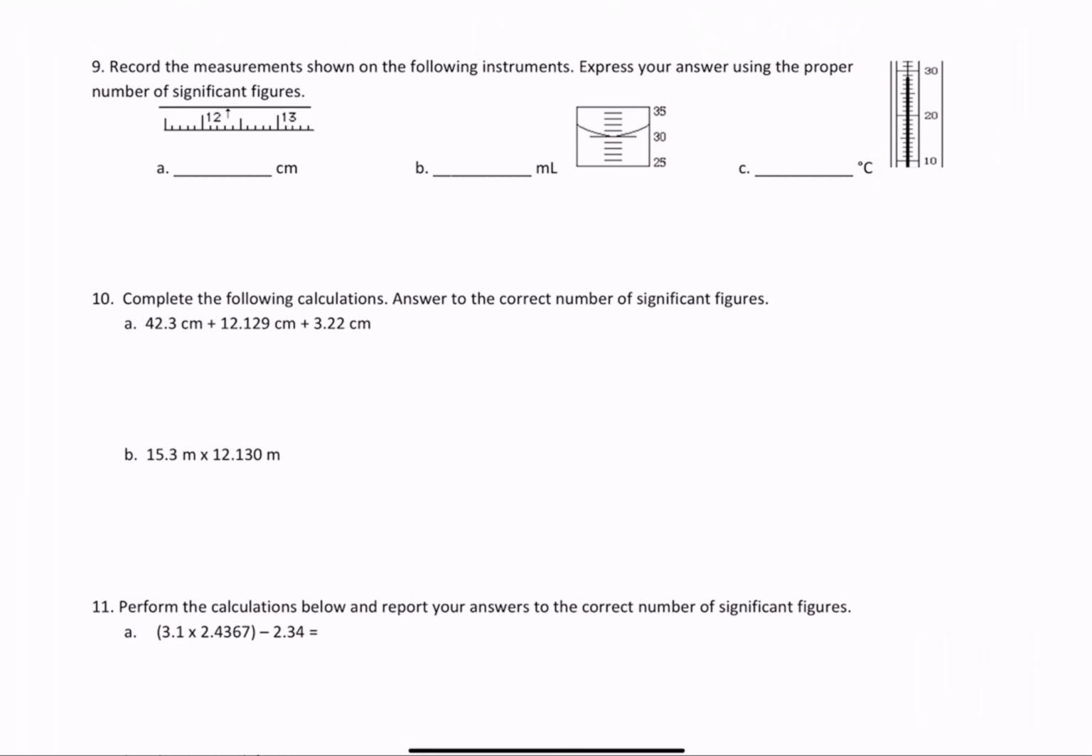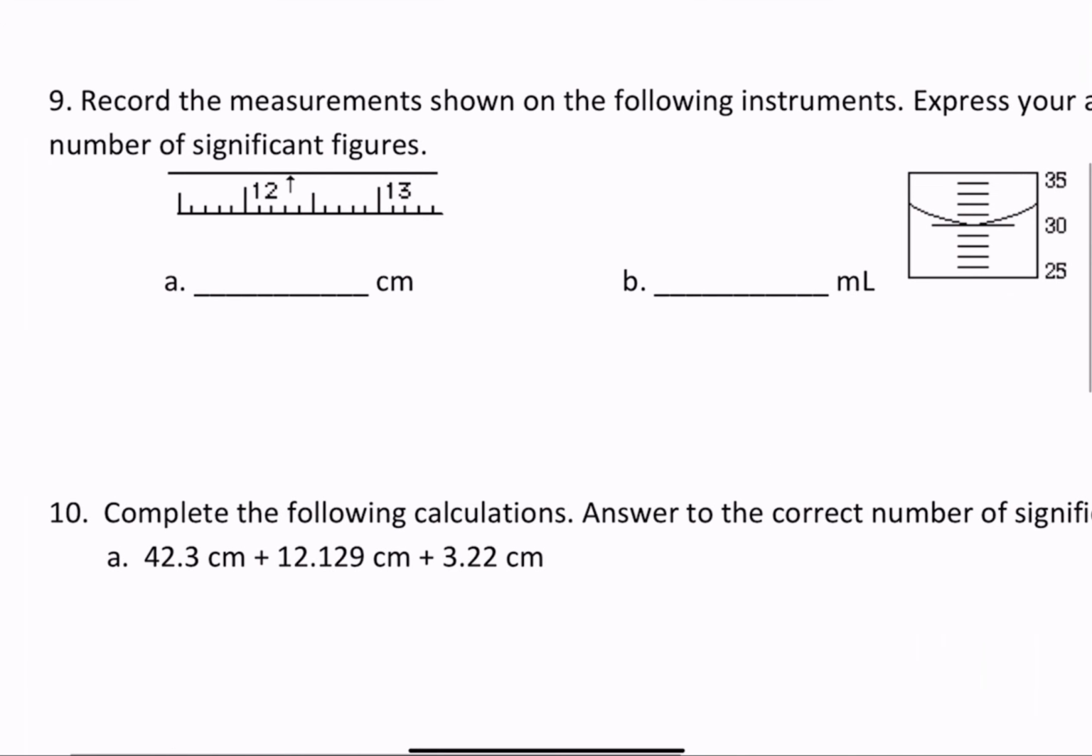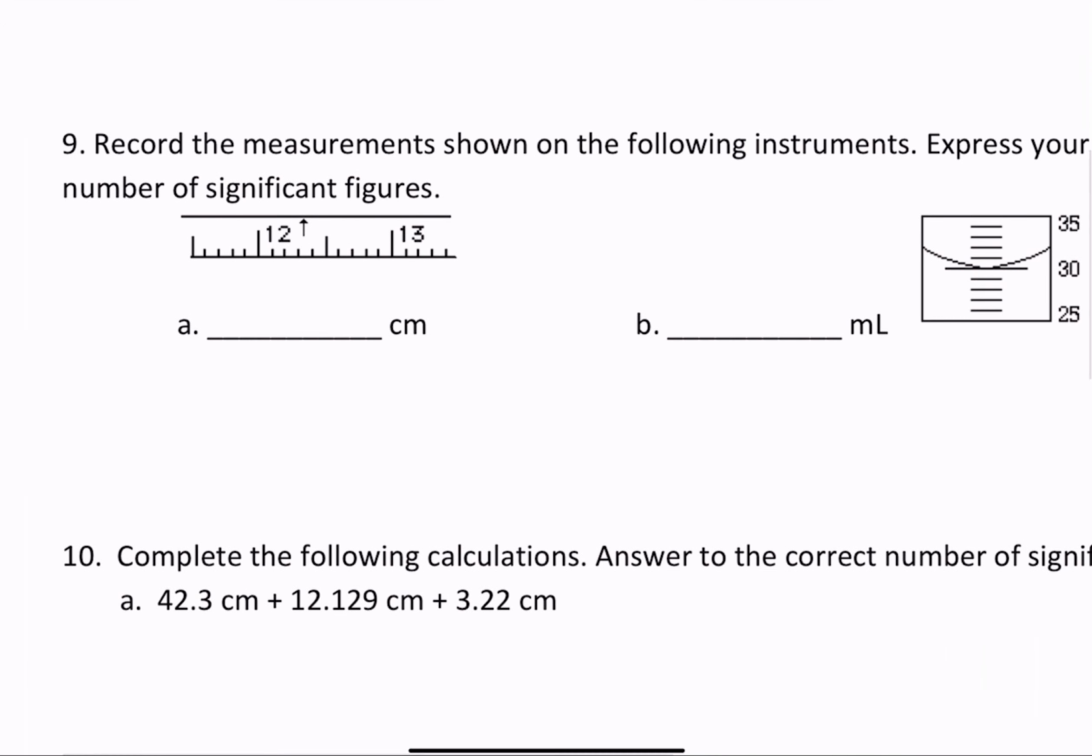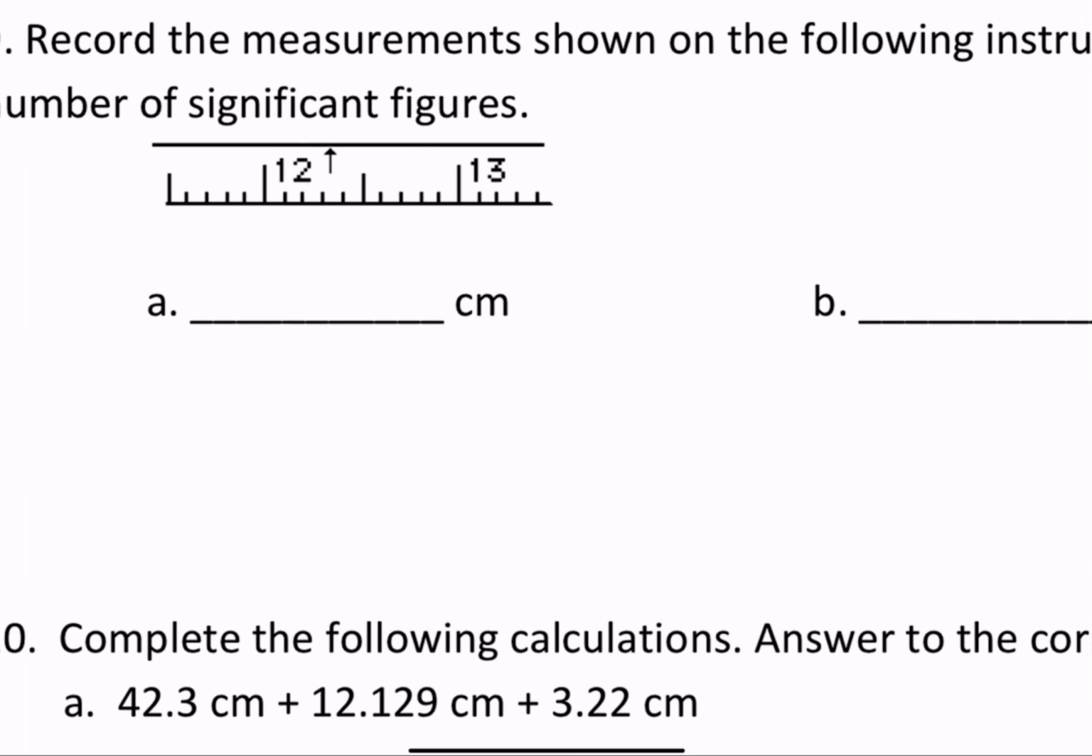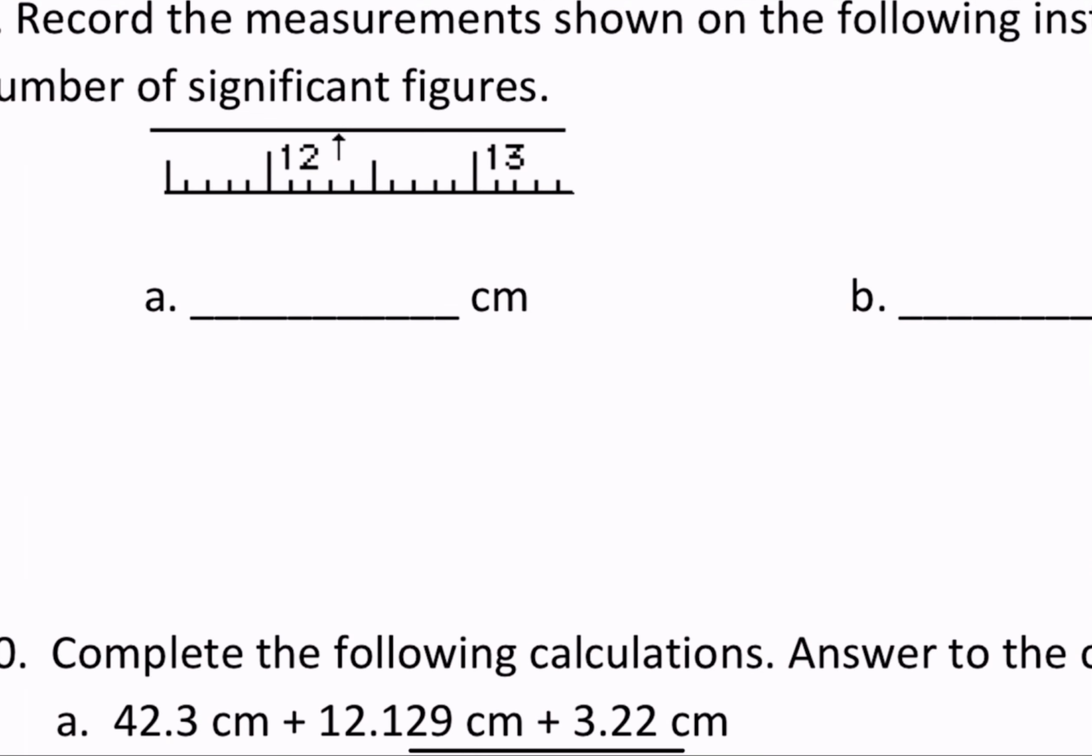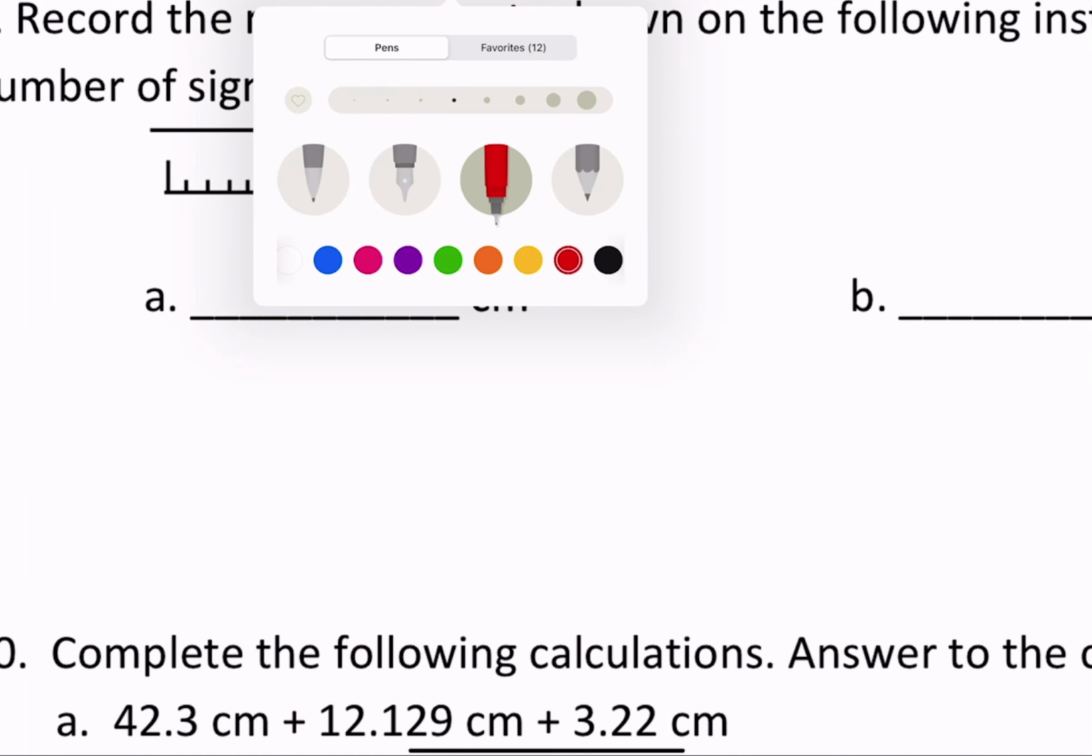Record the measurements shown on the following instruments. Express your answer using the proper number of significant figures. So let's take a look at the first one. It's a ruler, and the mark on this ruler is shown with the little arrow. Let's analyze the instrument first. What you have to do first is really to analyze the instruments and analyze the marks.